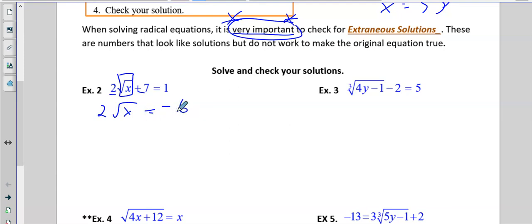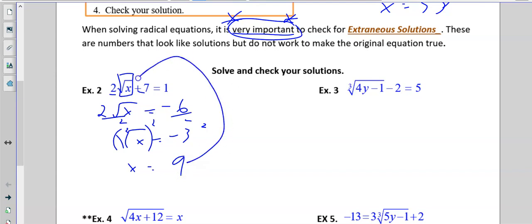And then I'm going to divide by 2 and get square root of x equals negative 3. Since this is a square root, I'm going to square both sides. That gives me x equals positive 9. I'm going to check that back here. Square root of 9 is 3. 3 times 2 is 6. 6 plus 7 is not 1. So that is extraneous.